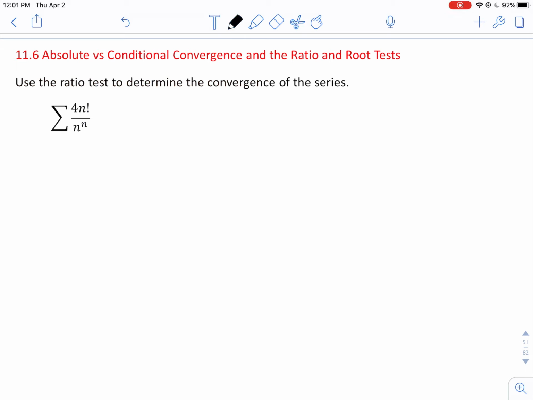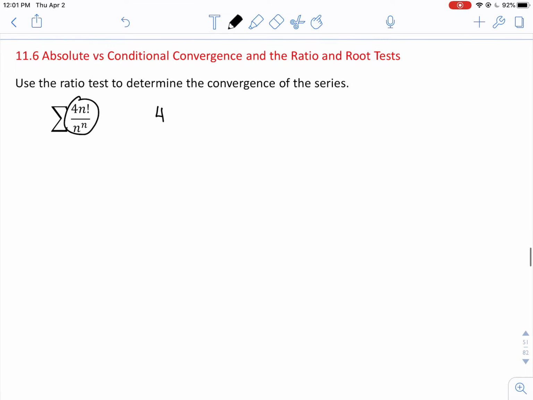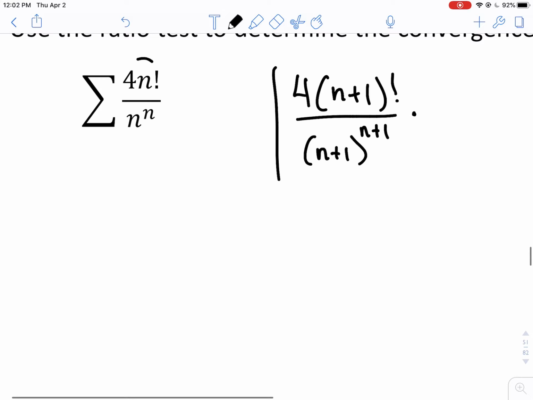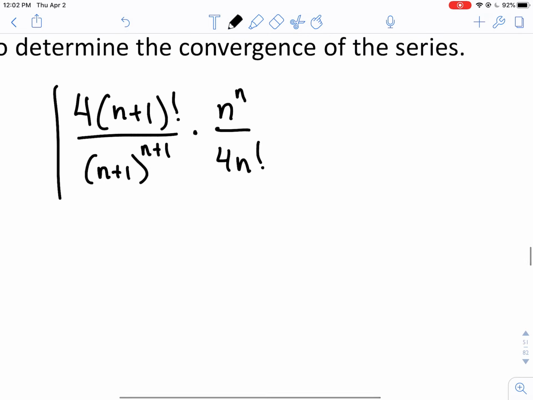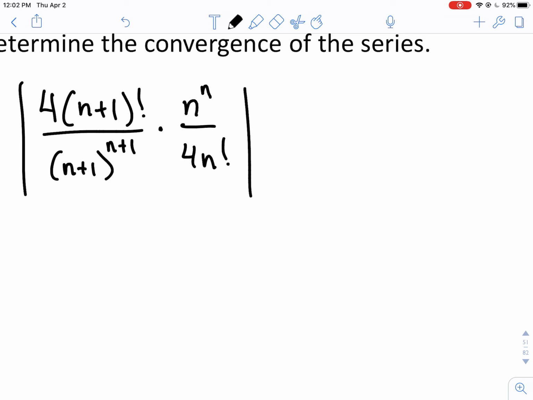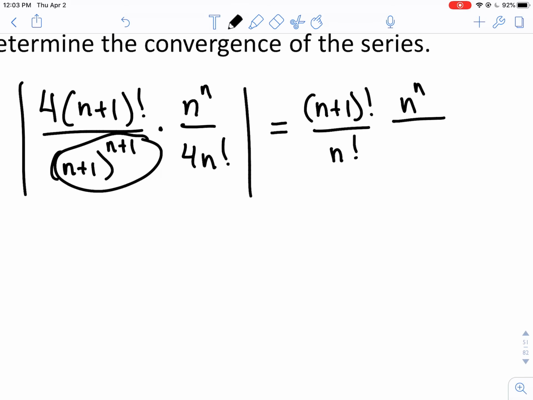Okay, I'll begin by rewriting the sequence, but use n plus 1s. This is an absolute value, times, and then rewrite this, but reciprocate it. Now, these terms are already all positive, so the absolute values here really aren't needed. And the 4 and 4 will cancel. n plus 1 factorial over n factorial. I'll put the factorials over each other. And then we have an n to the n. This term I need to write still.